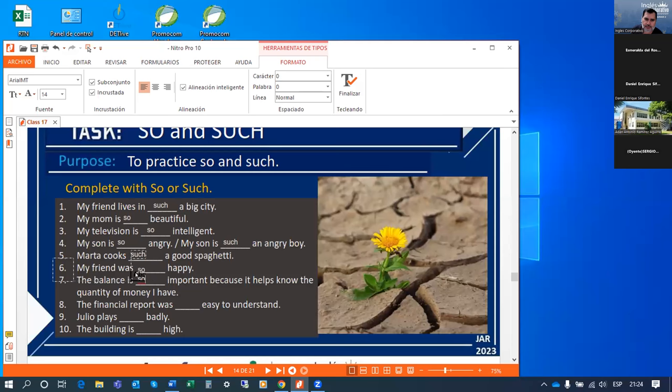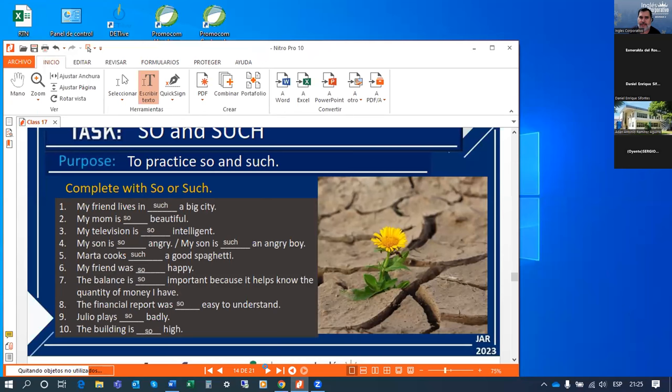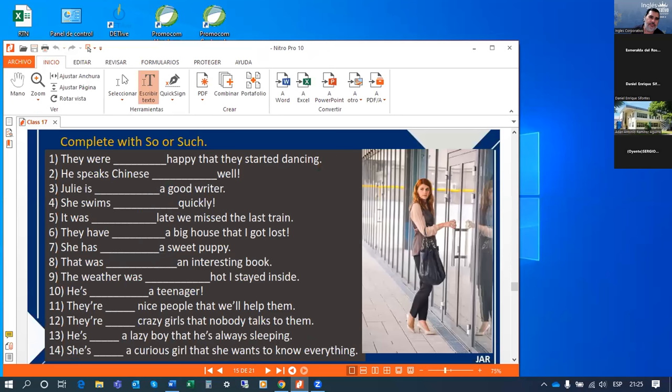Marta. Oh, the queen. The finish was so easy. So easy to understand. Julio plays so badly. The building is so high. Right. The next slide. Next. Okay.